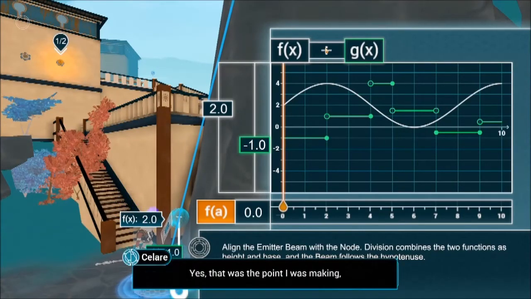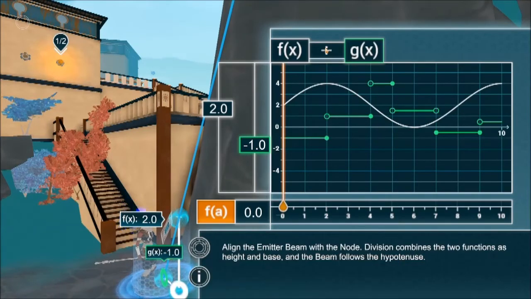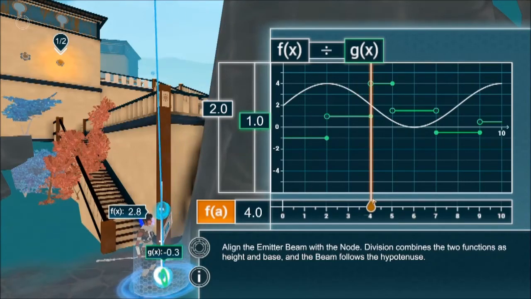That's fun. That was the point I was making. Thank you very much. Yep, so now instead of adding the functions together and getting the combined limit, we're looking at the divided value. So in this case, 2 divided by -1 becomes negative 2. But we want a half. So we're going to be looking at something like 4 and 2, or 2 and 1, which there is a 2 and a 1. There we go.